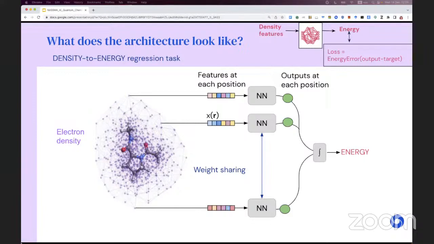Yeah, so each molecule has its own grid. Essentially each atom defines a grid, and then when you build a molecule, those grids overlap one on top of each other. Yeah.